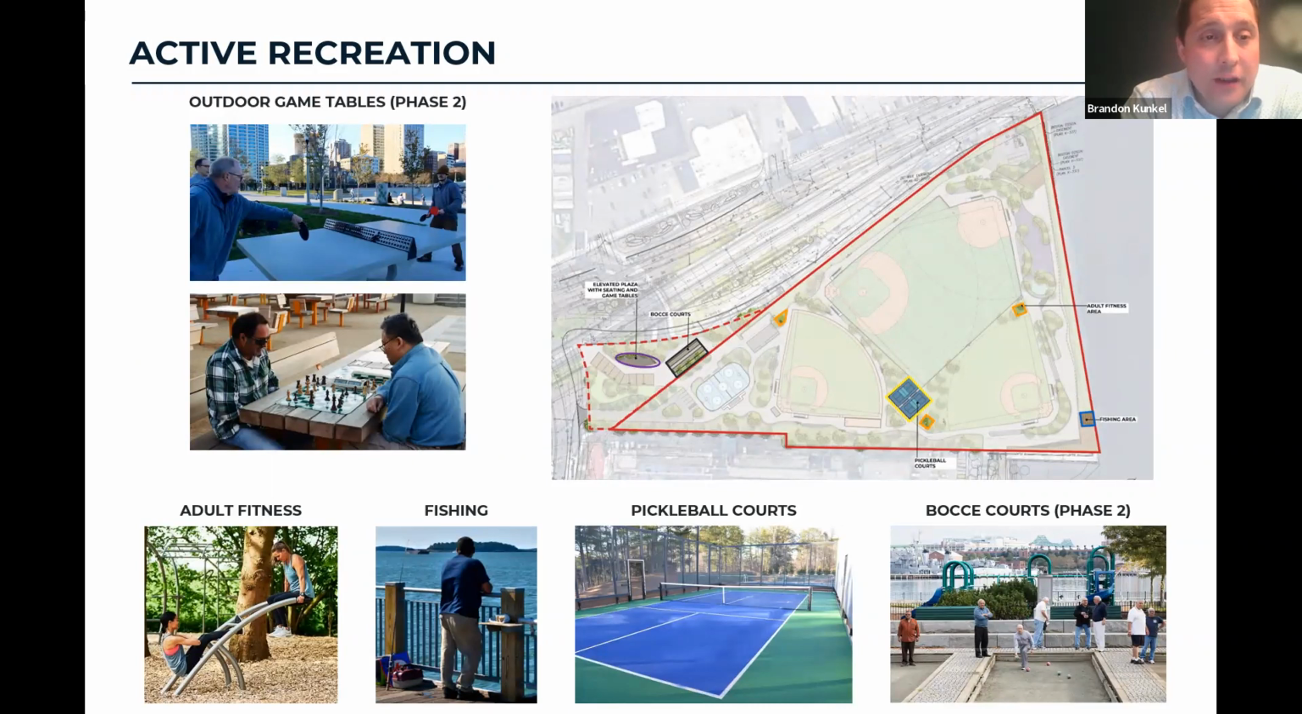Active recreation, game tables. It could be ping pong. We're thinking of ping pong particularly. This would probably be in the phase 2 area in the plaza. Game tables, cafe tables spread throughout the park in different locations, pickleball courts, bocce courts, the fishing pier, and then, as I mentioned, the adult fitness in 3 different areas throughout the park. You can see those highlighted in the yellow. Next slide.